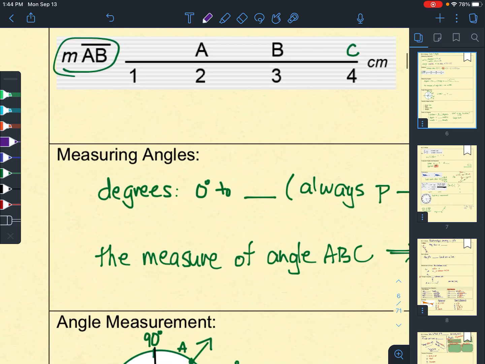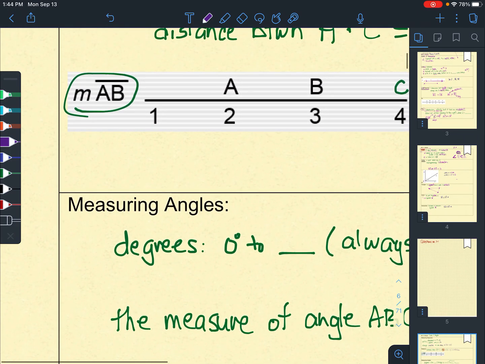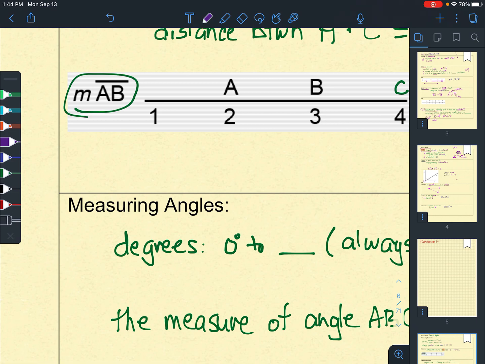The rest of the time I'm going to be talking about measuring angles. Measuring angles, degrees is how we measure them. Now you would think there's only one way to do that. There's actually, I know of 2 other methods to measure angles other than degrees. But right now you only know degrees. You'll only need degrees during this particular course.